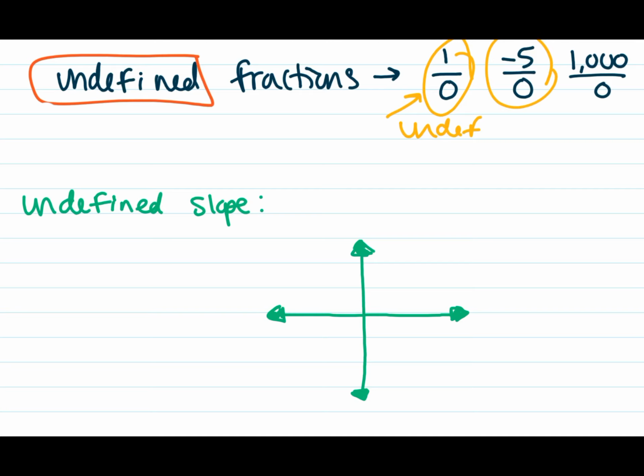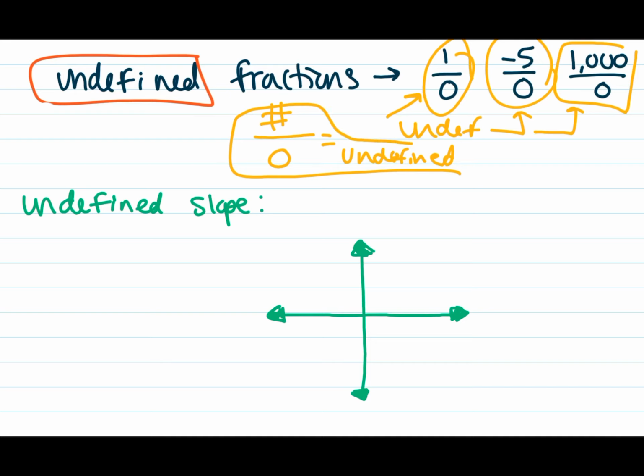Negative 5 over 0. You guessed it. Undefined. 1,000 over 0. Undefined. So what's the trend here? Any number divided by the value 0 will always equal undefined. So make a note for yourself about that because that's really important. Students get that flipped around.